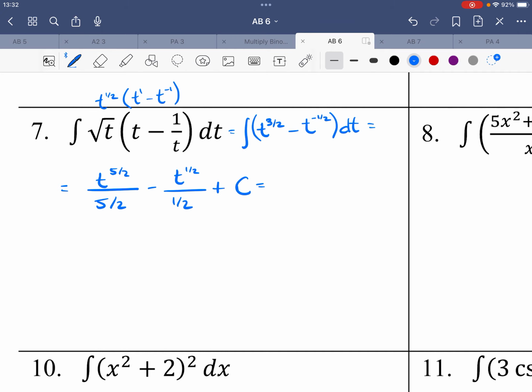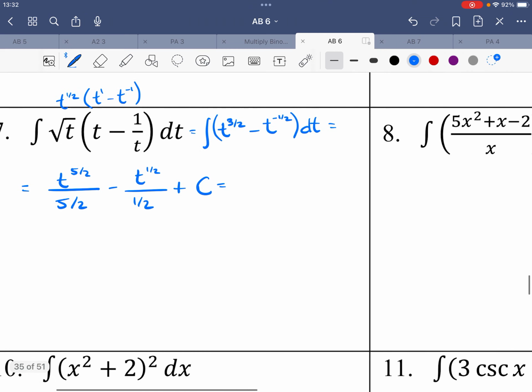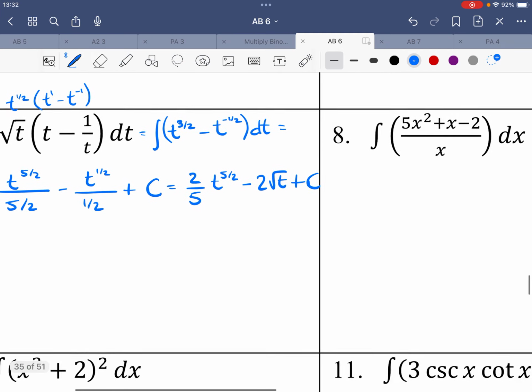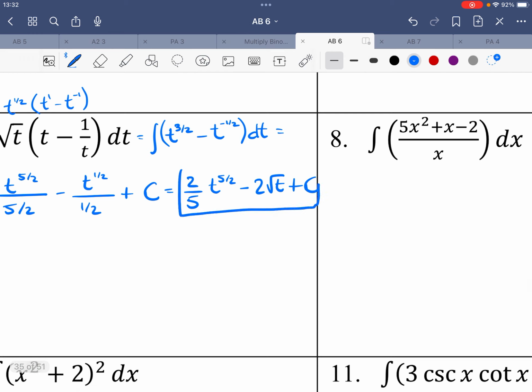And now if we want to clean that up a little bit, that's going to become 2/5 t to the 5 over 2 minus 2 square root of t plus c. Sometimes it's debatable. It's fine if you leave that as an exponent, or if you write that as a radical too. Either of the two works.